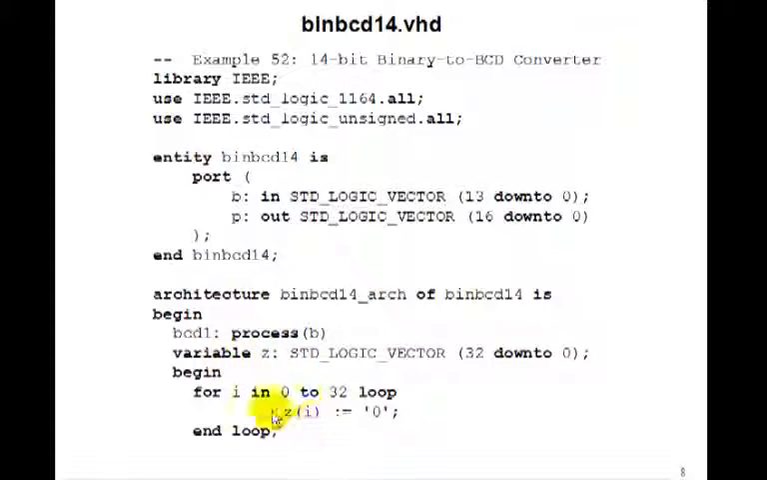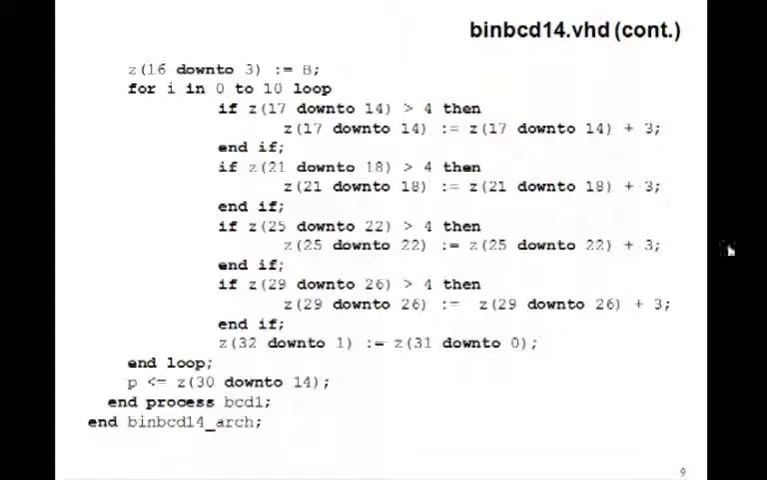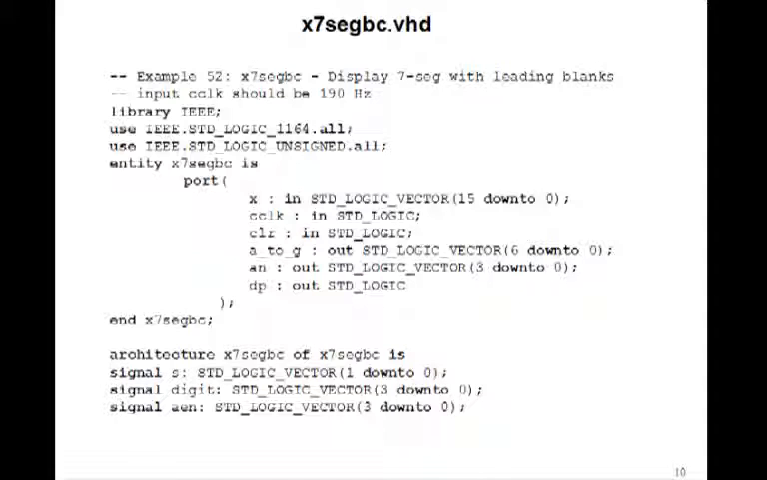And remember, we initialized the Z to 0. Z has to be 32 down to 0 now. And then remember, we shifted B 3 bits to the left. And then now we have to go through 11 more times to get to 14. And then we check the units, the tens, the hundreds, and the thousands, each time seeing if the units is greater than 4, we add 3. Remember the algorithm. We shift Z 1 bit to the left. And when you get done, P is going to be 30 down to 14. So that's going to be a binary to BCD 14.